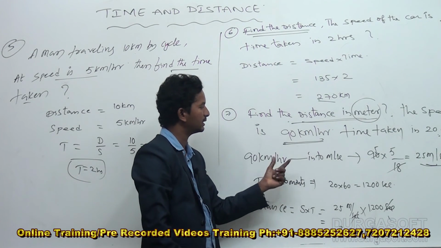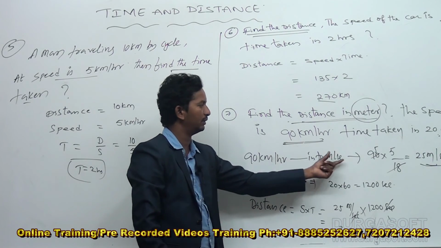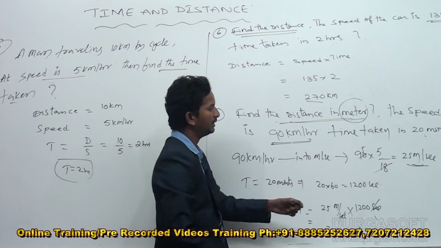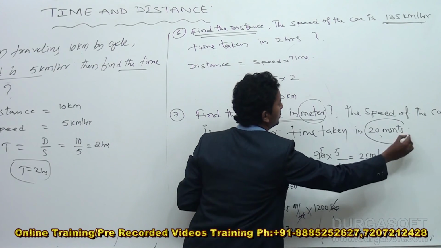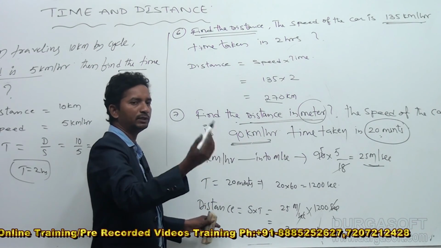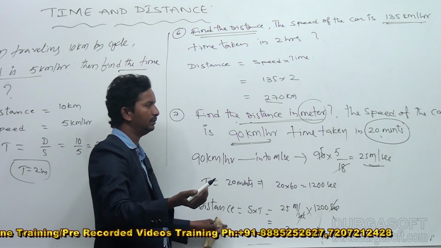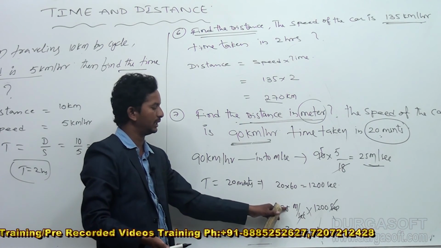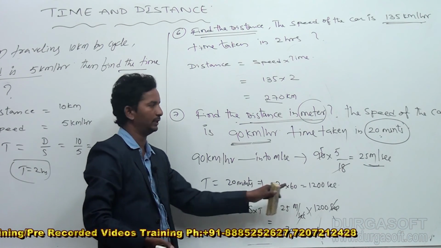You always convert kilometer per hour into meter per second. You know the meter per second, and the time is given in minutes. You convert it into seconds by multiplying with 60, and then multiply with 20.